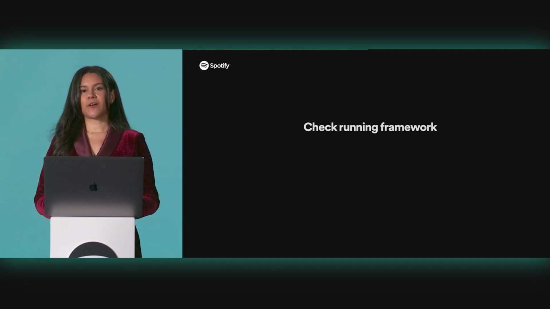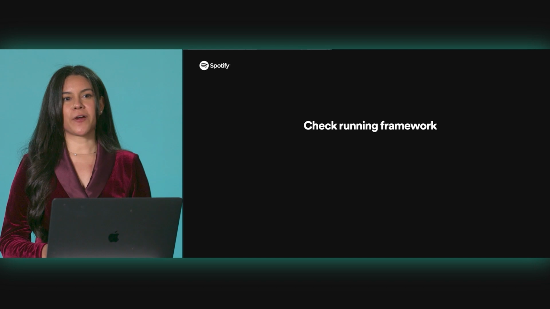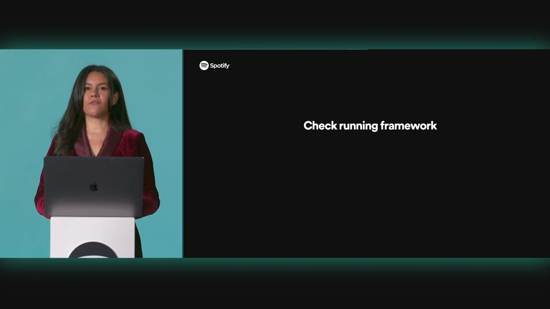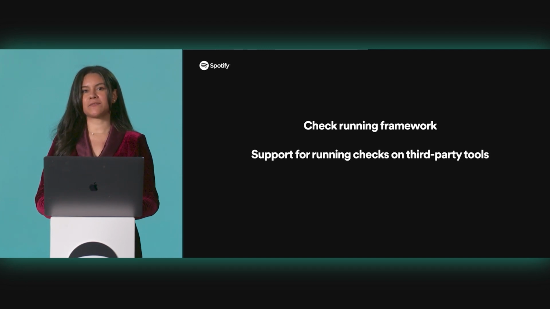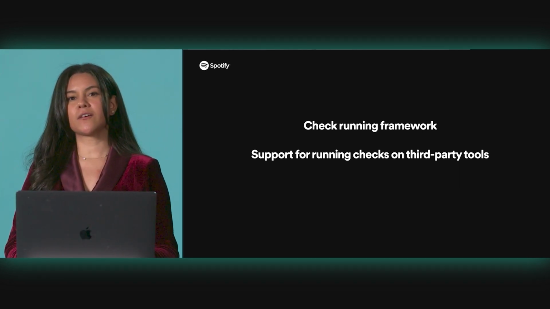We'll be shipping a check running framework that handles the work of running checks within Backstage and provides systems to collect the information we need to generate check results for some common checks. This system will also be extensible so that you can add checks for any metric you're interested in with minimal effort. And we'll continue evolving and expanding this functionality by adding support for collecting more kinds of check results from third-party tools over time.